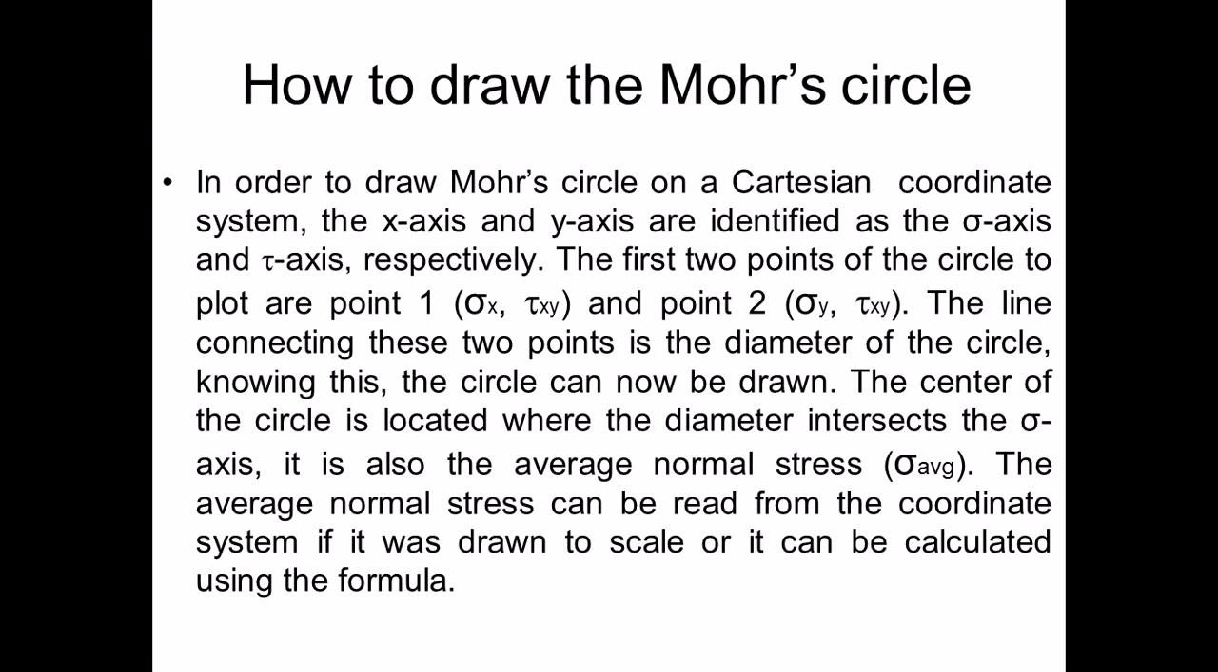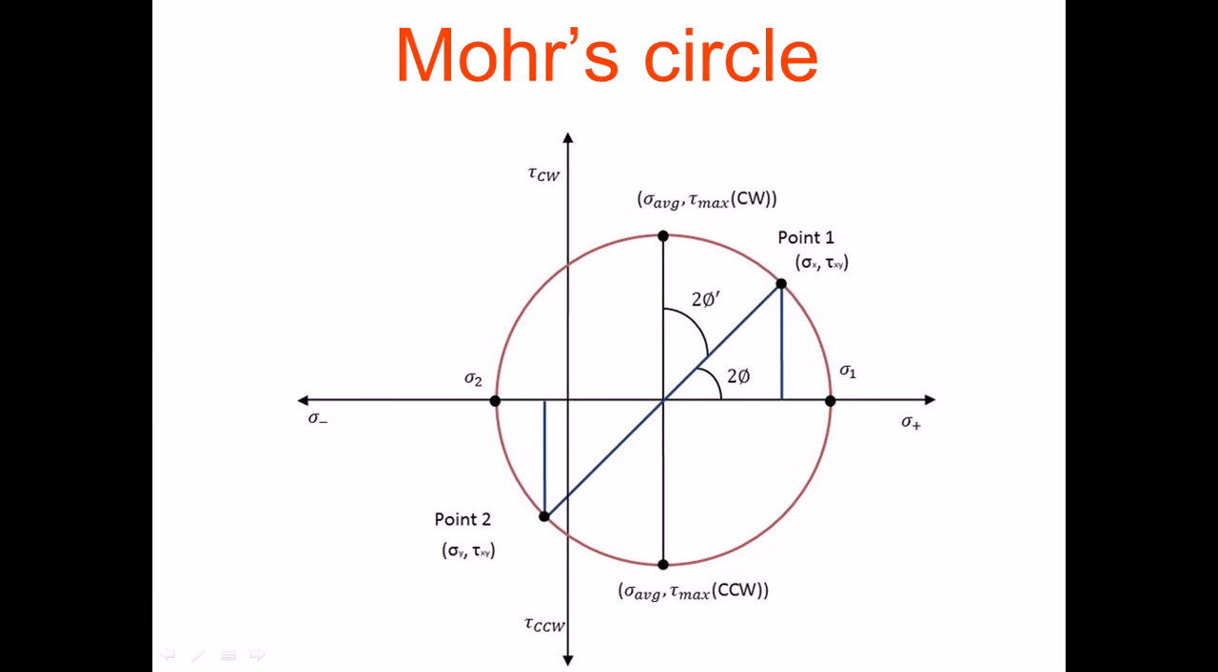The center of the circle is located where the diameter intersects the sigma axis. It is also the average normal stress, sigma average. The average normal stress can be read from the coordinate system if it was drawn to scale, or it can be calculated by using formulas. So the Mohr circle will look like this.